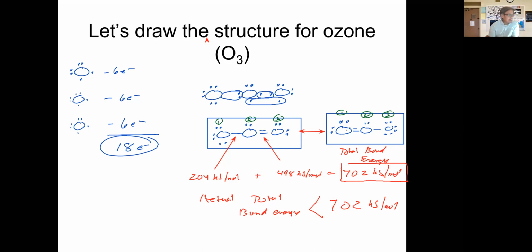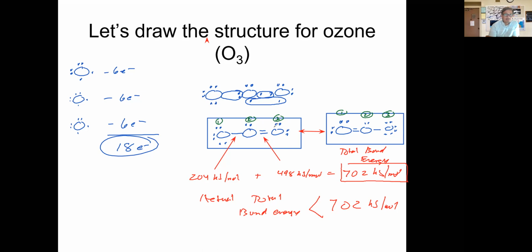But both of them are equally valid. Both of them we should expect to have a bond energy of 702. So which one of these is the correct structure? We say, by using the theory of resonance, which is the localized electron model, which I'll probably talk about more tomorrow in Friday's video, that these two are resonance structures.